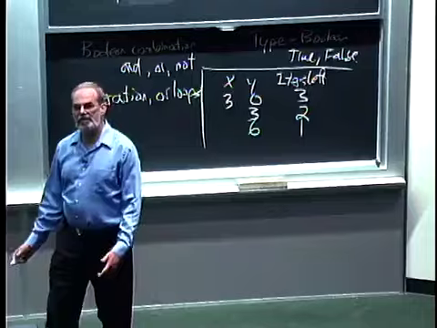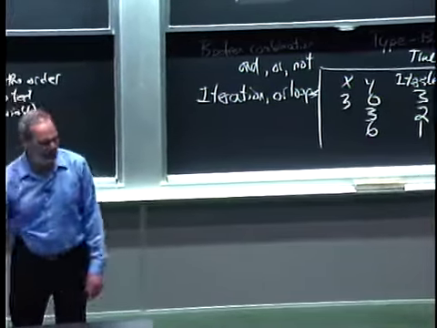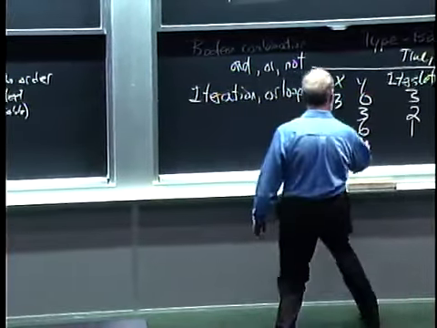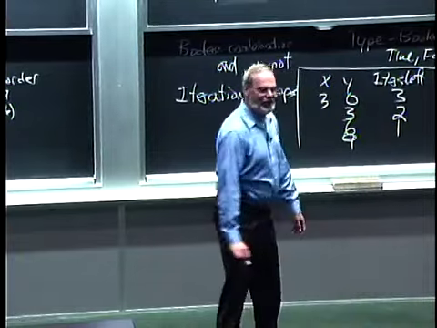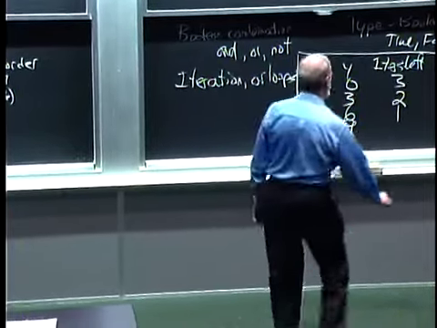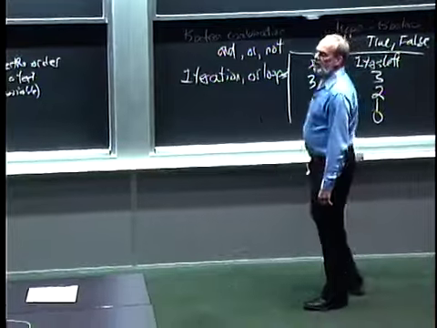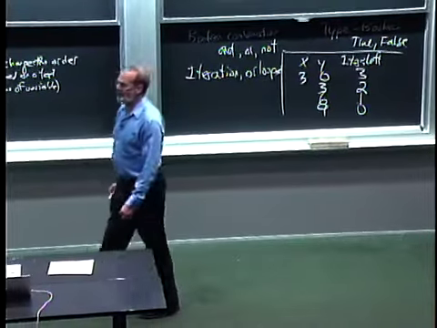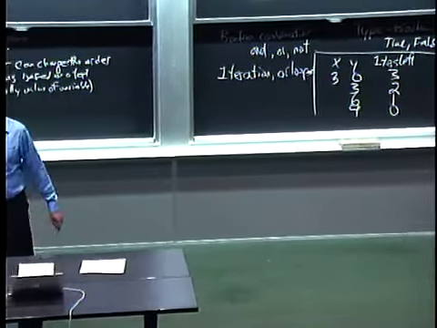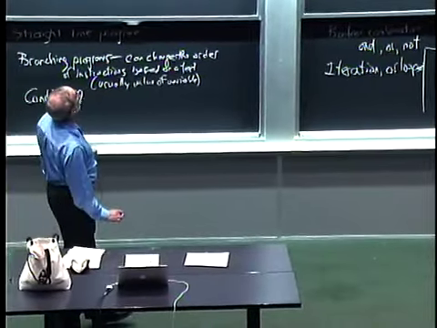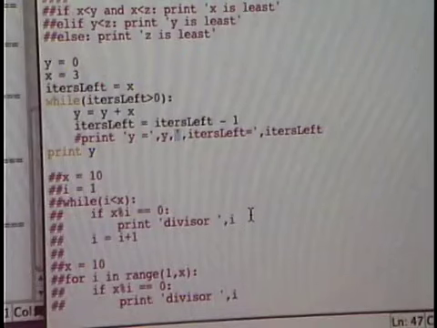Go back up. Is iters left greater than 0? Yes, it is. So once more, thank God I didn't take 47 as the example. X plus y, subtract 1 from iters left. Go back up to the test. Is iters left's value greater than 0? No, it is not. Therefore, skip the rest of that block of code and go to the next instruction, which is, print out y.